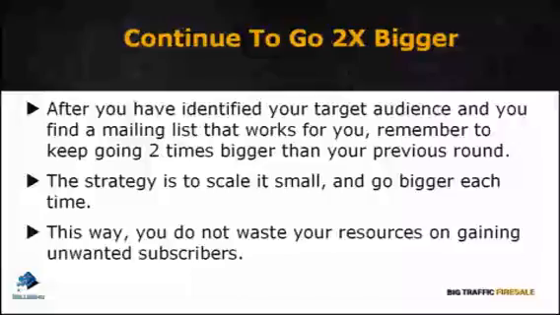After you've identified your target audience and you find a mailing list that works for you, remember to keep going 2 times bigger than your previous round. For instance, if you purchase 50 subscribers on a list and it works for you, continue with 100 subscribers for the next round. Continue to do the same each round until you have accumulated your ideal list for your advertisements. But always remember to not drastically go for a huge solo ad if you're relatively new to the scene. The strategy is to start small and to go bigger each time. This way you don't waste your resources on gaining unwanted subscribers.